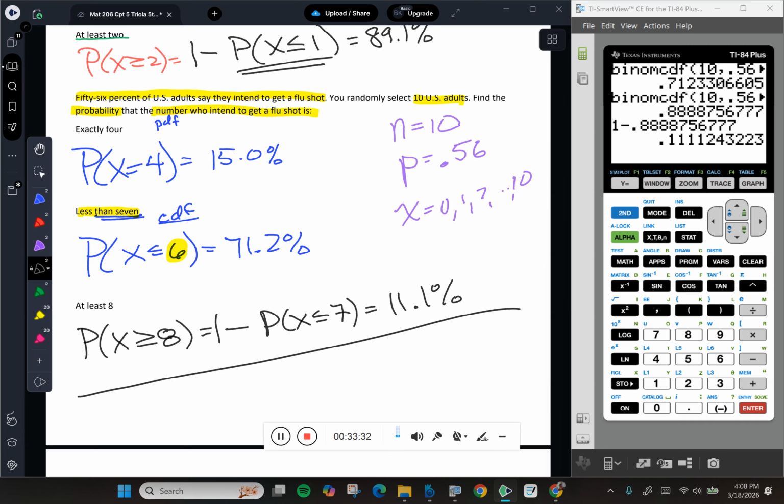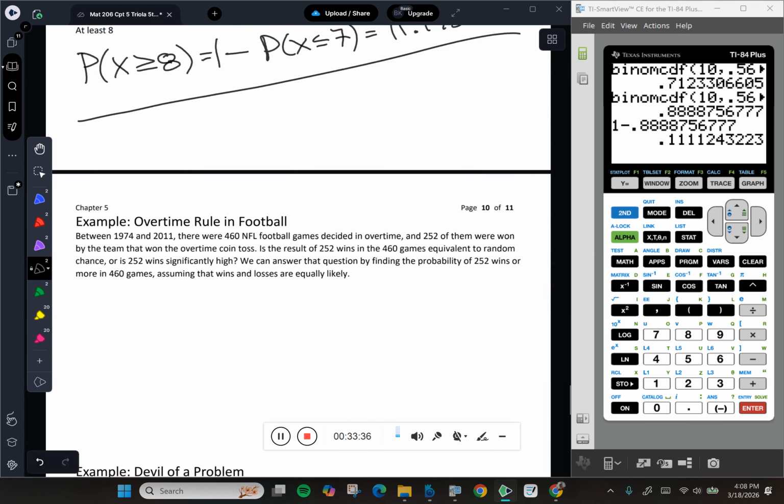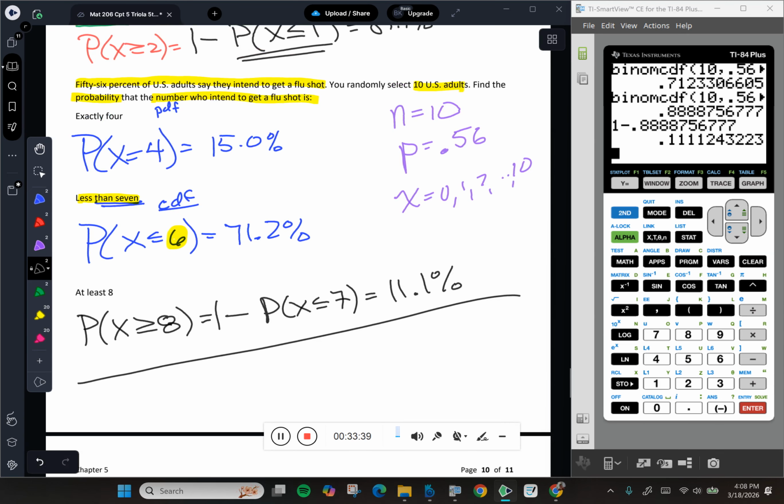So this is binomial probability. These are very straightforward problems. We'll come back for part 2 of this video and look at more complicated ones. See you then.